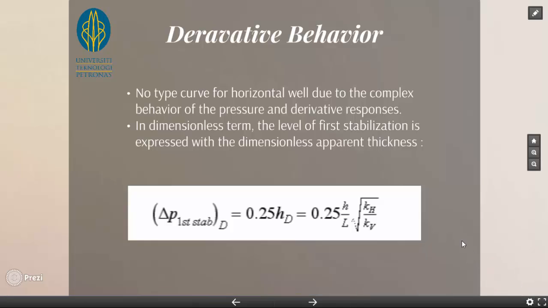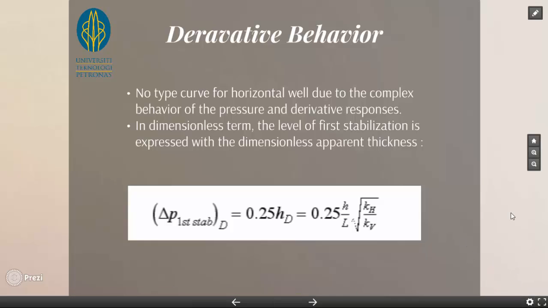In the example of the horizontal well response in the previous figure, the last derivative stabilization corresponds to pseudo-radial flow in the producing zone, whereas the first stabilization describes the initial radial flow in the vertical plane. The average permeability in the vertical plane is defined as the geometric mean of kv and kh, and the permeability-thickness product is 2 times the square root of kv kh, times L. In dimensionless terms, the level of the first stabilization is expressed with the dimensionless apparent thickness hd, as shown in this equation.